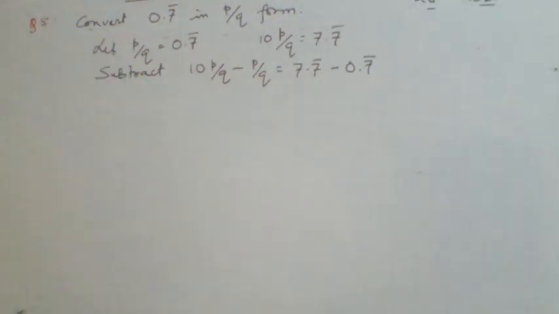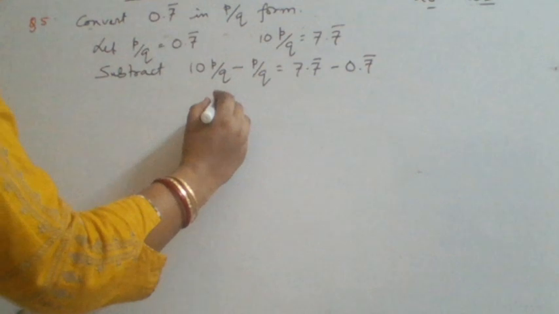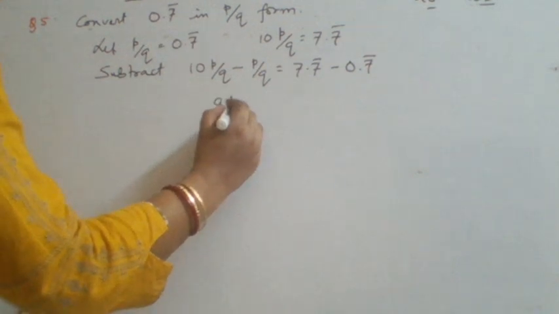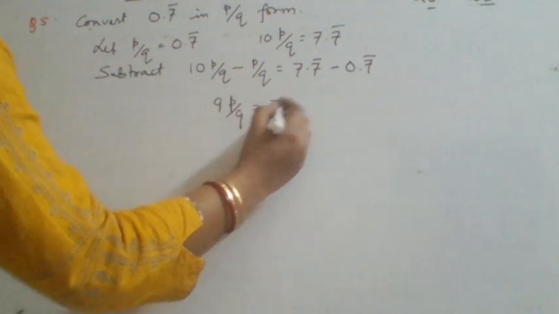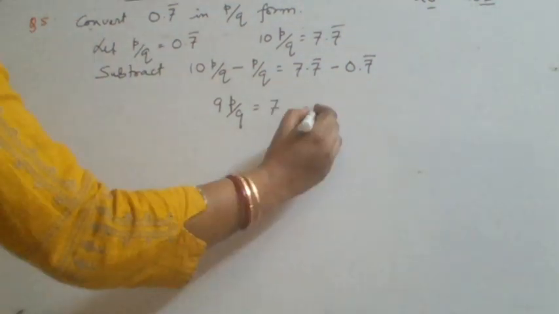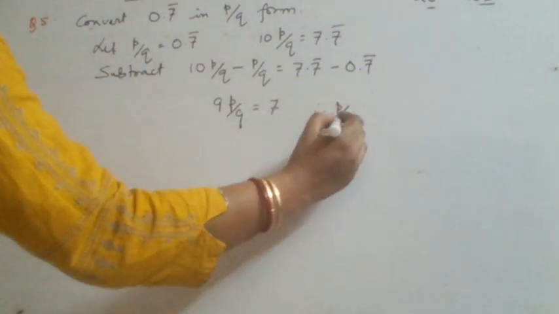So this comes out to be 10 minus 1, that is 9 P by Q is equal to 7. 7 bar gets cancelled. Therefore, P by Q is equal to 7 by 9.